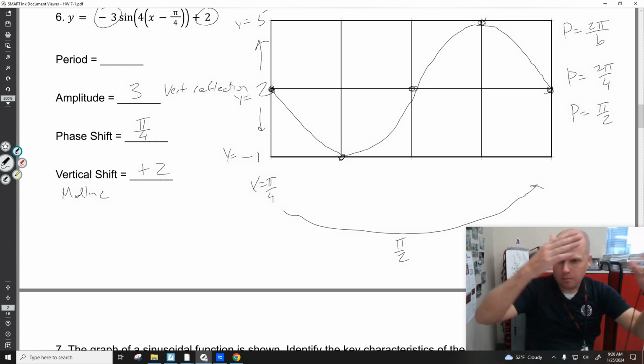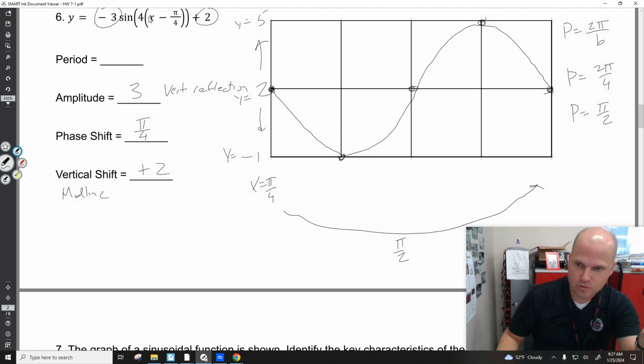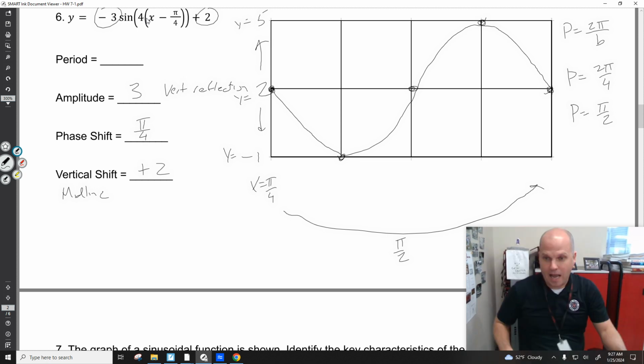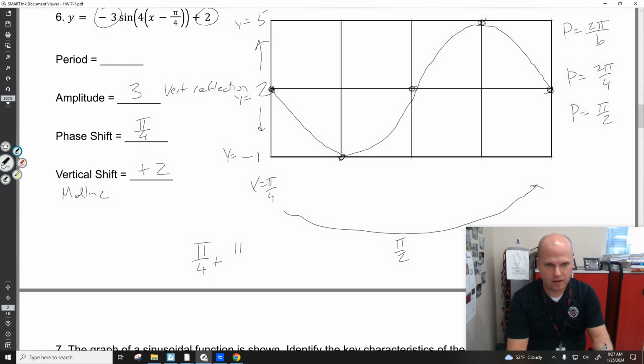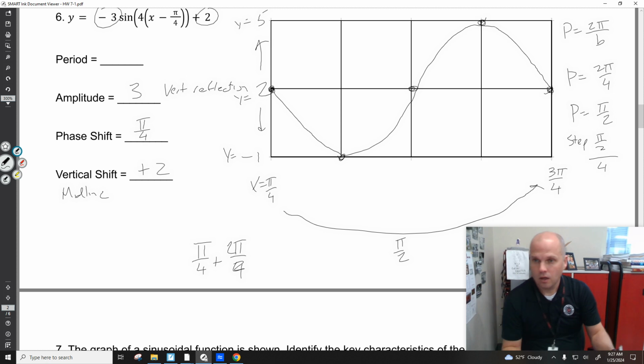When I plug in pi over 2 more than pi over 4, I will have a value that will be the sine of 2 pi after subtracting pi over 4 and multiplying by 4. Now we have to do some calculations here where you have to figure out what's pi over 4 plus pi over 2. Well, we're used to doing this. We could change pi over 2 into 2 pi over 4. And we say, oh, okay, I'm going to end at 3 pi over 4. Cool. Don't forget that the steps along the way, we will take our period divided into 4 equal parts.